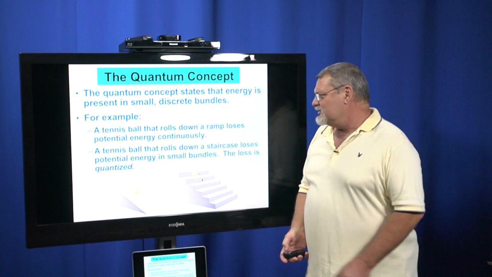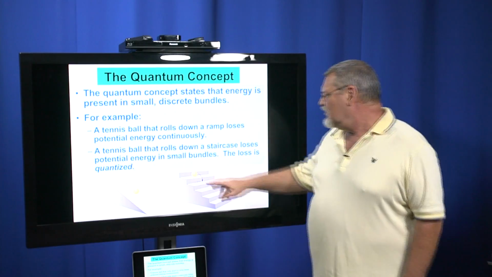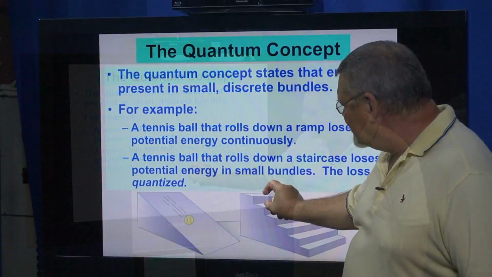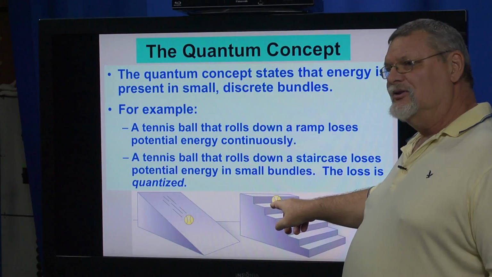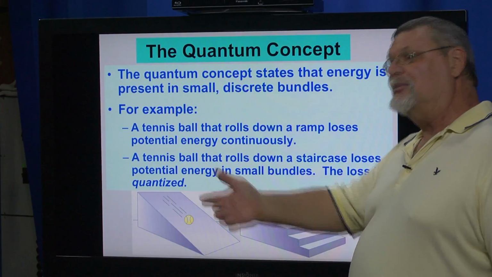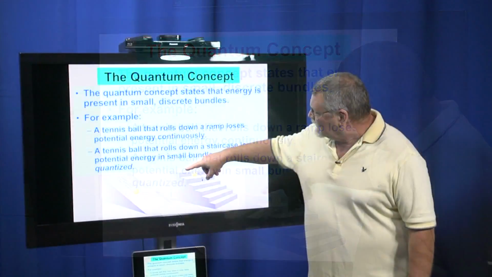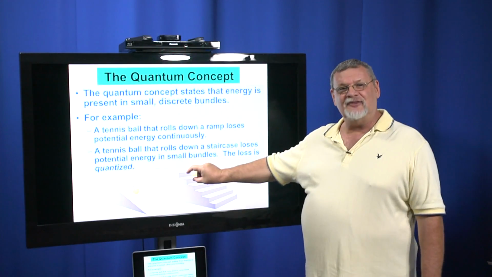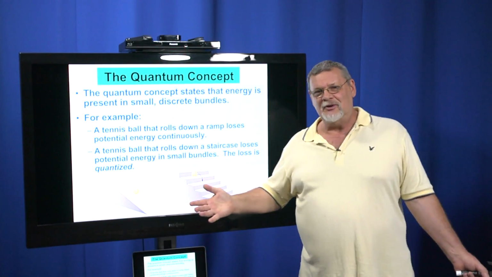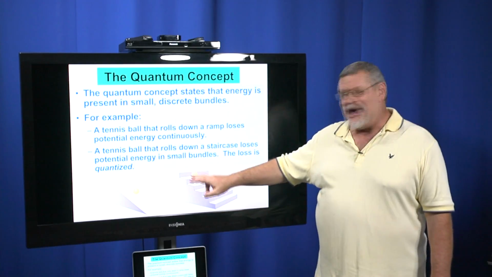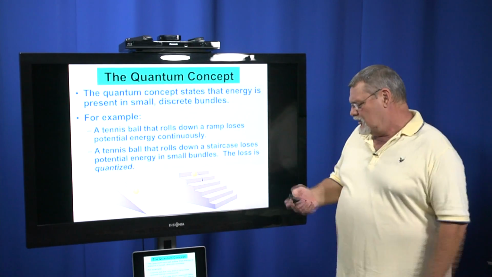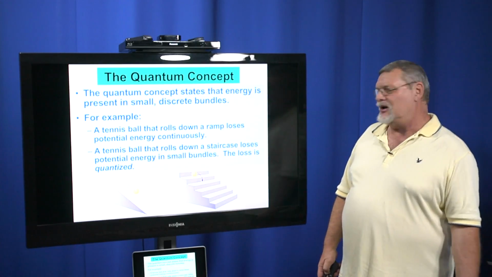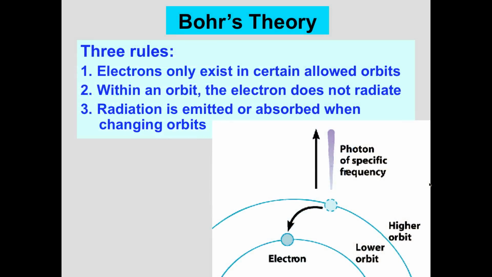However, the quantum concept says that no, it has to lose this amount of energy. A tennis ball that's rolling down stairs loses the potential energy in steps, literally. When it falls down one step, it's lost that amount of energy, and then it hasn't lost any more. In other words, it can't stop halfway through. It either loses all of it or none of it. And that's what we mean by quantized energy. The loss is quantized. So keep that in mind as we go to the next bit.